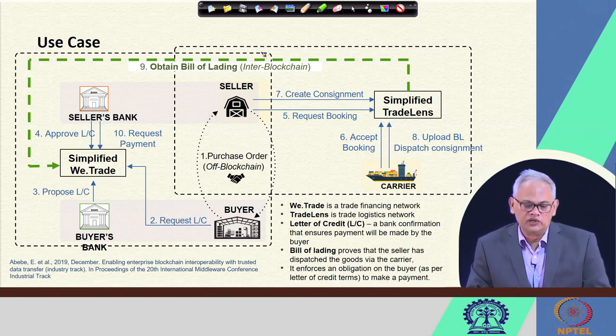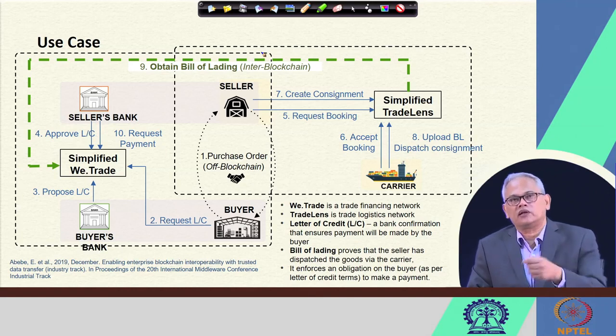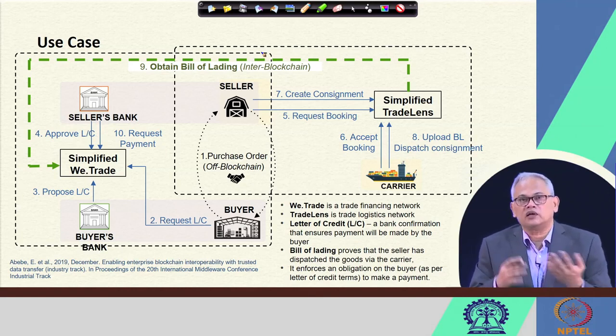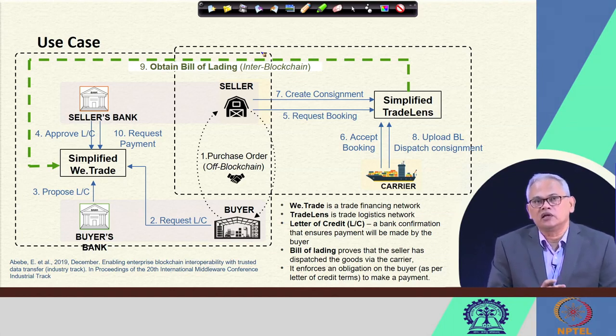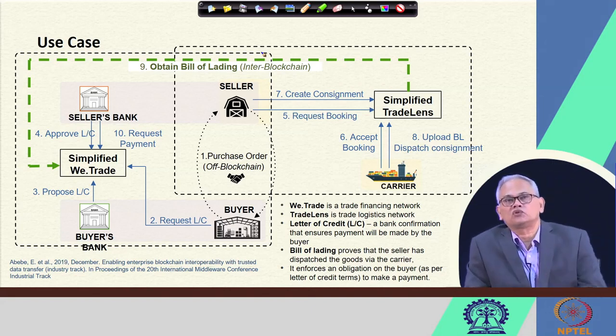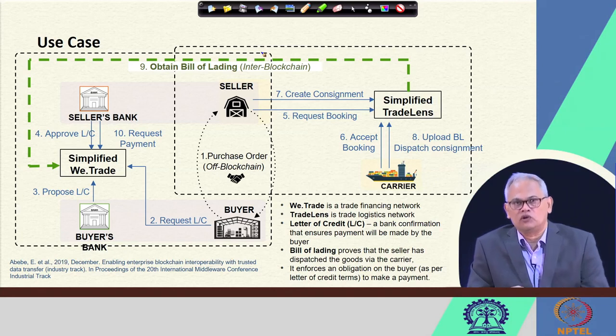So, what has to happen is that the buyer will place an order on the seller of a certain amount of, say, Australian dollars, and then the seller must be convinced that if the seller indeed ships the goods to the buyer, they get the payment. That is guaranteed by the buyer's bank by proposing an LC, or letter of credit.